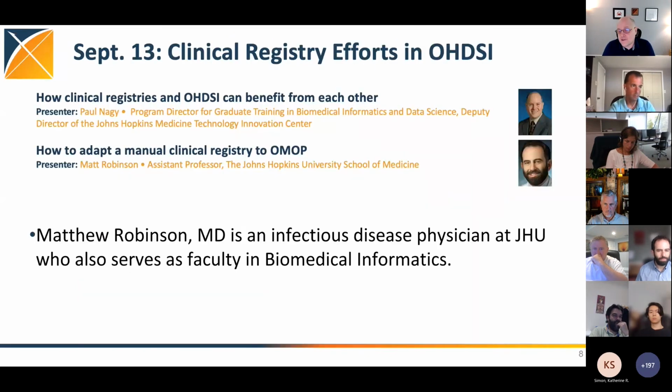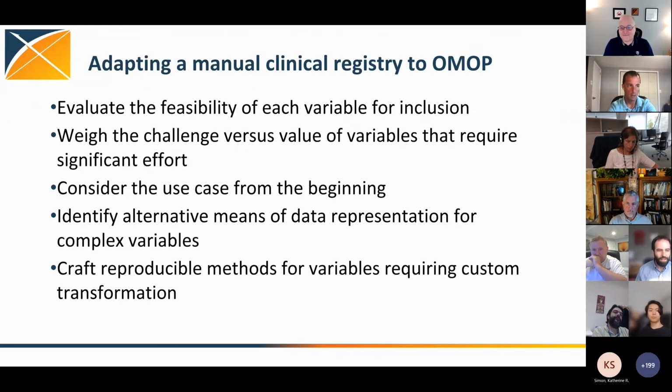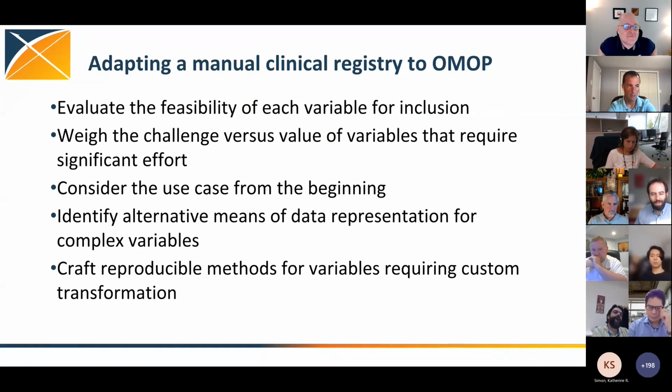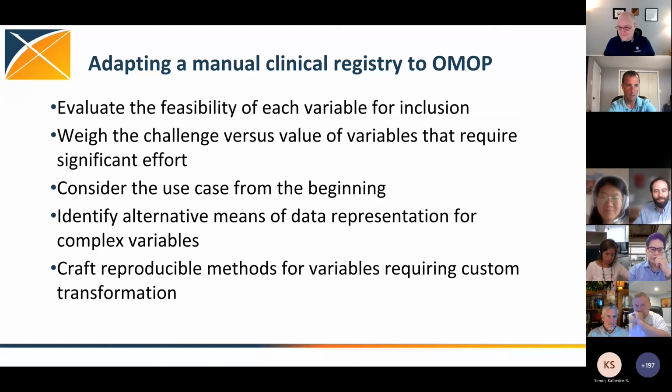And so my first speaker is Matt Robinson, and Dr. Robinson is an infectious disease physician at JHU. He's been helping me lead these efforts. He serves as a faculty member in Biomedical Informatics, and he's been our clinical champion for our COVID-19 registry. And he's going to talk about our efforts to map this manual clinical registry into the OMOP data model. Matt.